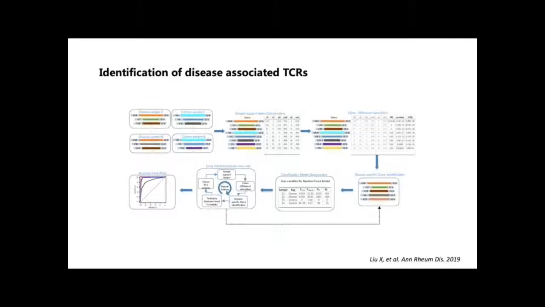In this way, we identified a batch of TCR sequences. We determined them to be autoimmune disease associated or specific. Then we also have a weighting value for these TCR sequences. Then we have a random forest model to do the classification using these disease-associated TCRs.